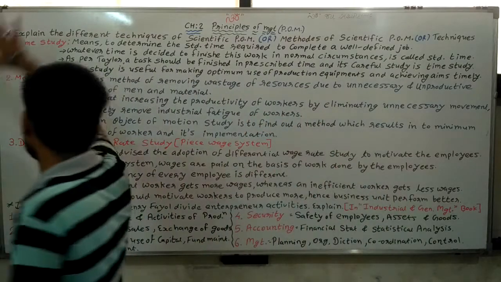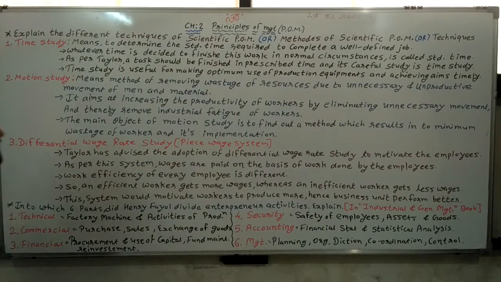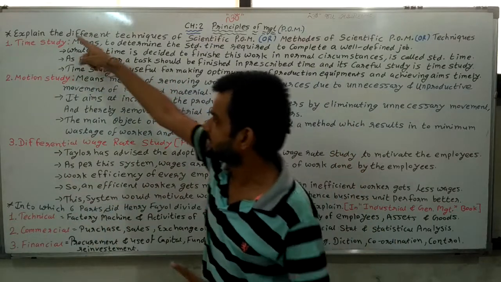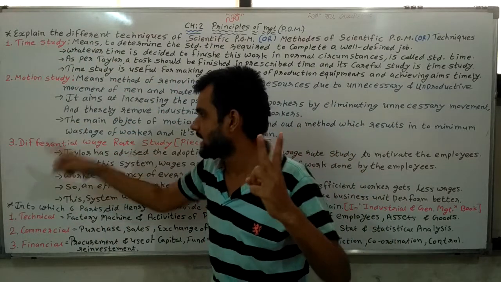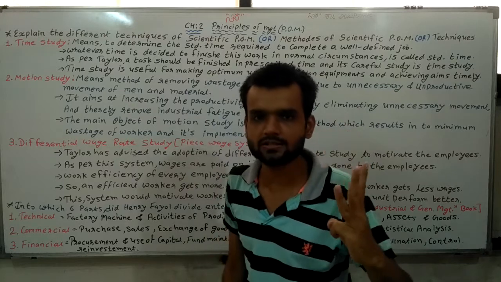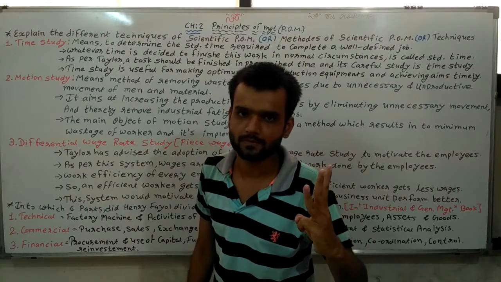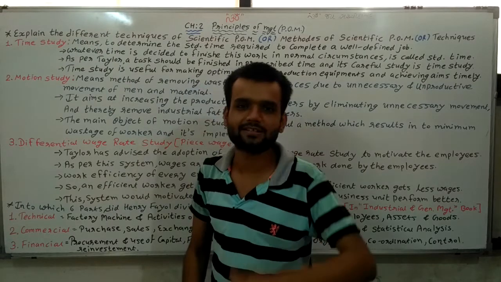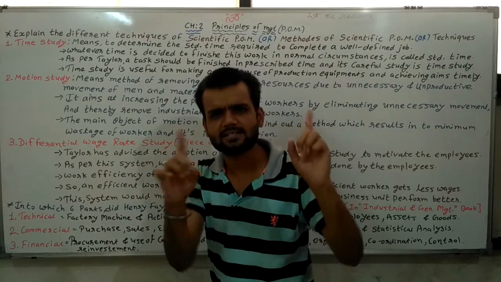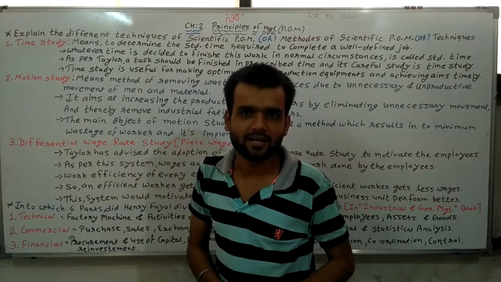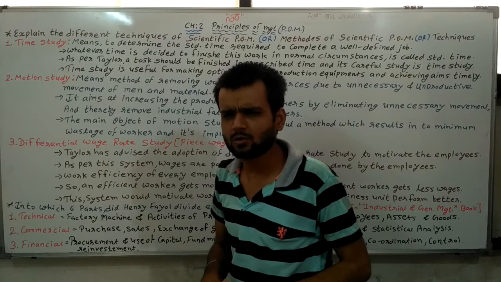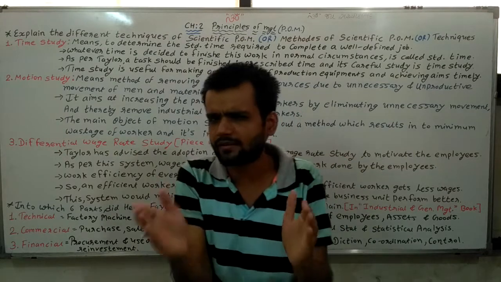After doing these three studies, we can apply scientific principles of management, and they are: first one is time study, second motion study, and third differential wage rate study. By applying these three studies, we can easily apply scientific management. Now first one, time study. As per the name, you can understand very easily.